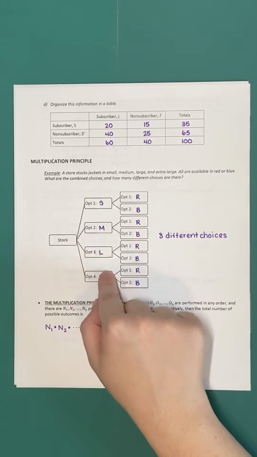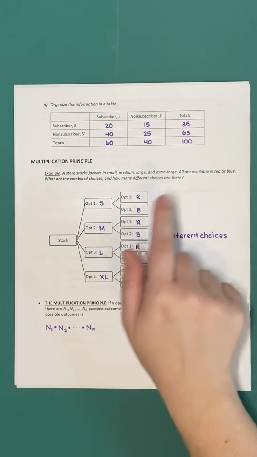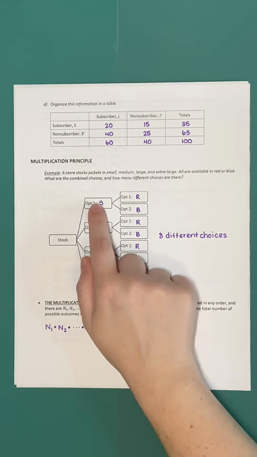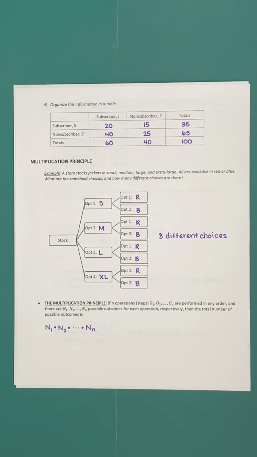Well, if we have 4 options for our first choice, and then 2 options for our second choice, imagine multiplying those. 4 options times 2 options gives us 8 choices in total. That's not a coincidence. That is the multiplication principle. If we're going to perform a sequence of operations, multiply together the number of ways we do each step.